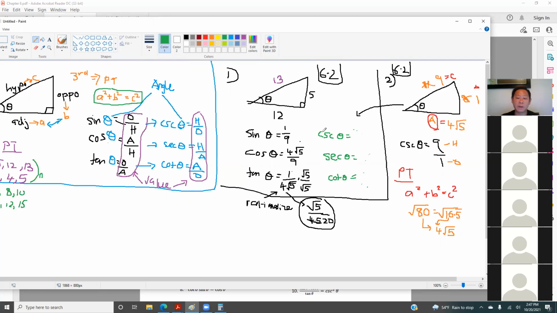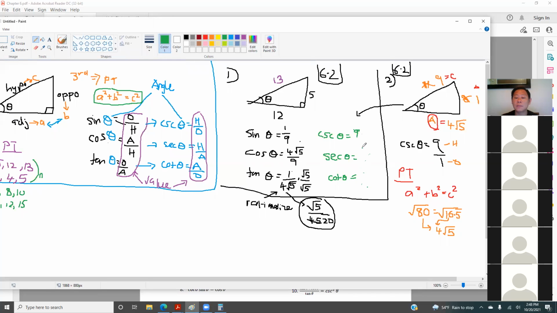Now, how do we figure out the cosecant, secant, and cotangent? You take all this and you flip it. So 1 over 9 becomes 9 over 1. Secant theta is the reciprocal of cosine theta.